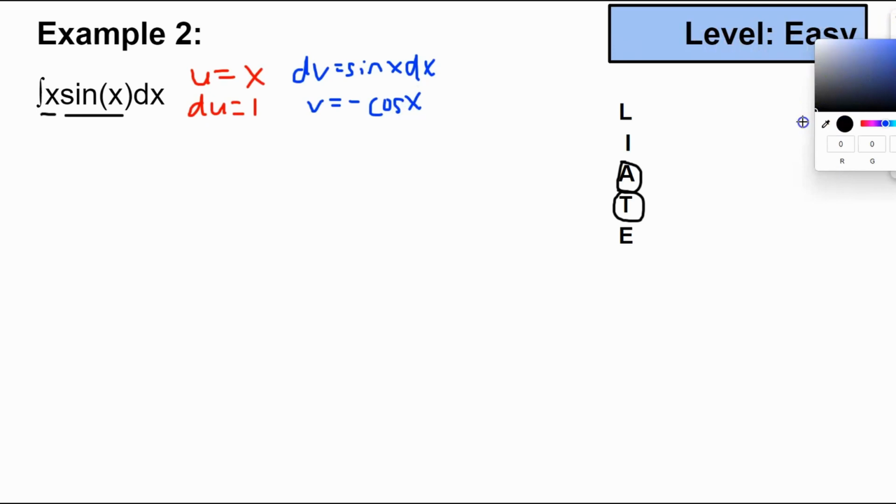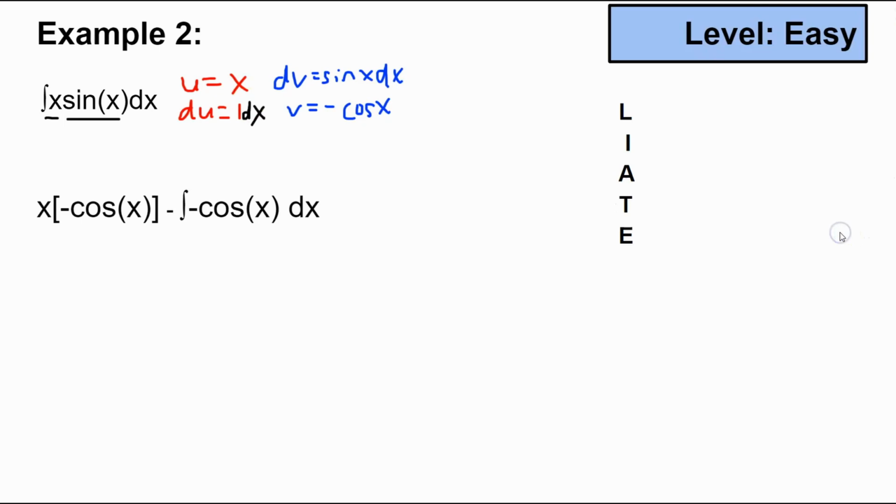And I should probably write the dx here as well. Wrong color, but you guys know what it means. So again, we take the expression uv minus the integral of v du, and what we get is x times negative cosine of x minus the integral of negative cosine of x dx.